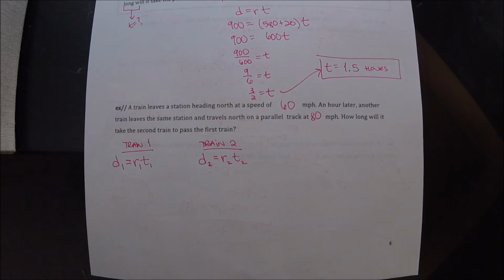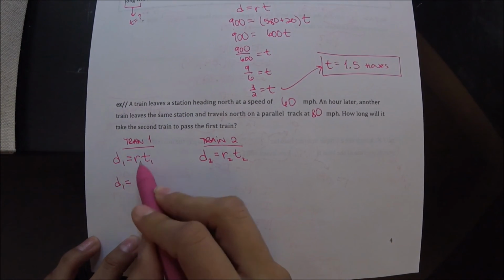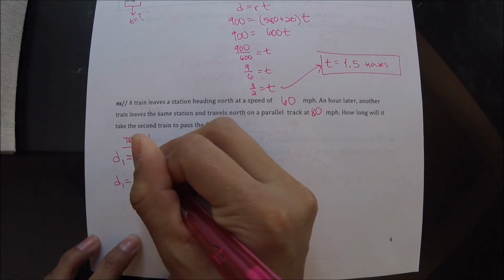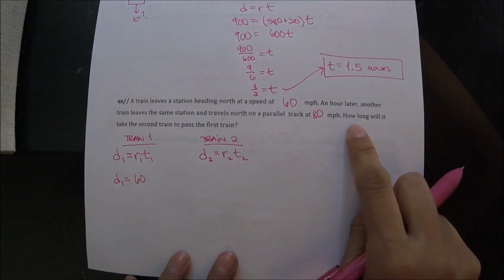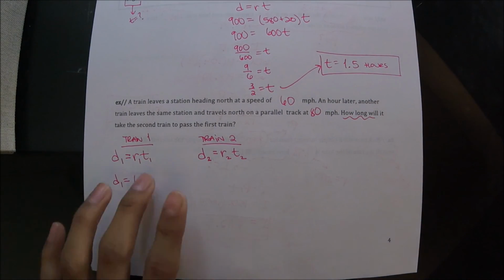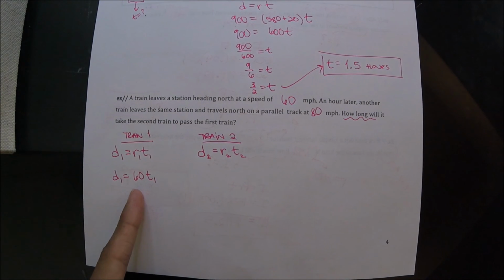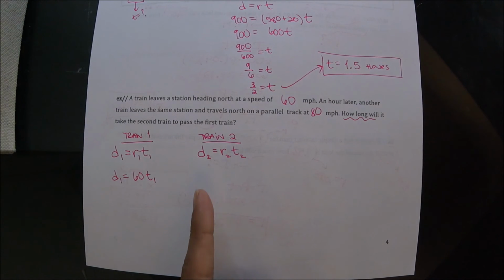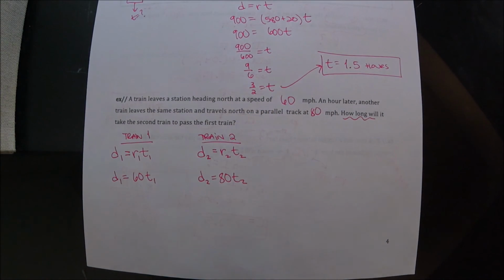Alright. So the distance of the first train is equal to, well, the rate is 60 miles an hour, so I'm going to replace the rate with 60. And we don't know how long this is going to take, so let's just leave the time as time. We also don't really know the distance yet either, so the only thing we know about that first train is that it's going 60 miles an hour. And then similarly for the second train, we know that the rate is 80 miles an hour for that one.